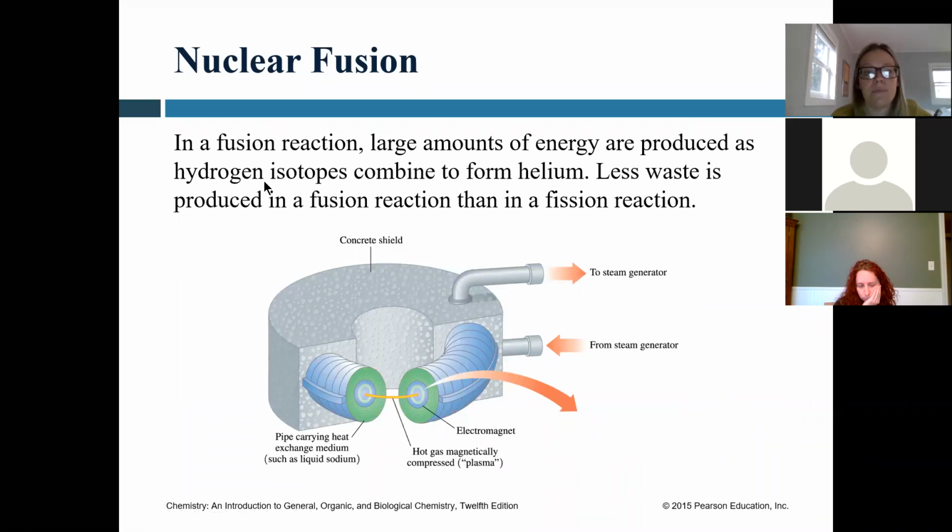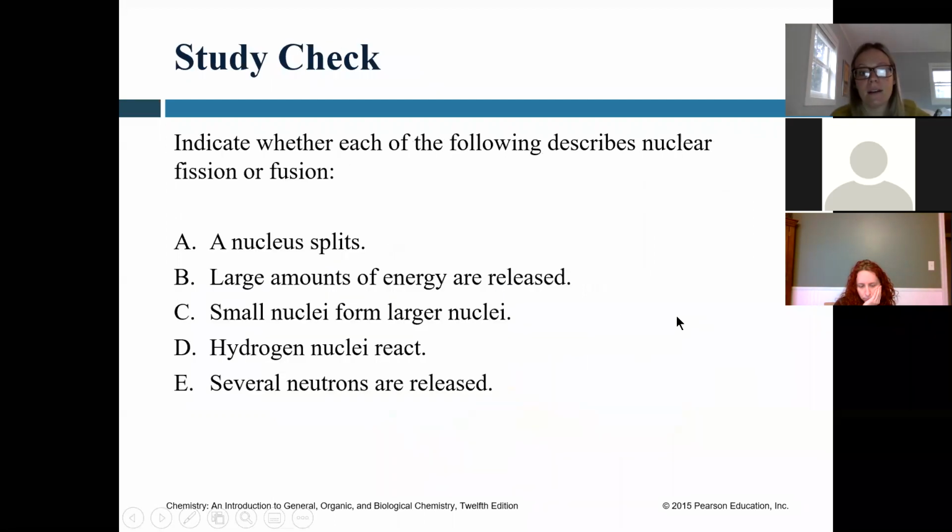So here is a fusion reaction. Large amounts of energy are produced. It's much less waste. It isn't currently happening on a mass scale. So let's talk about whether it's fusion, whether it's fission, or I guess it could be both.